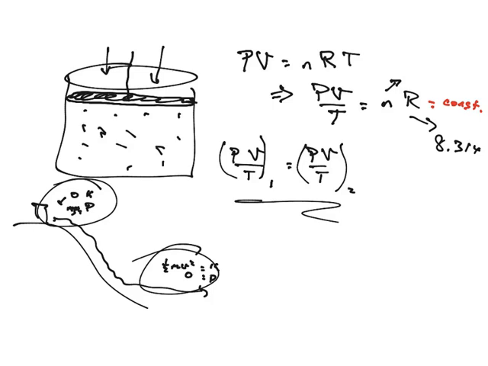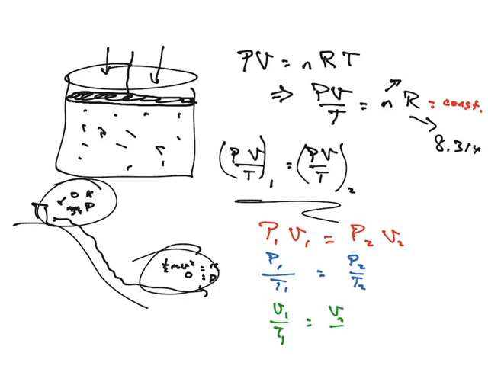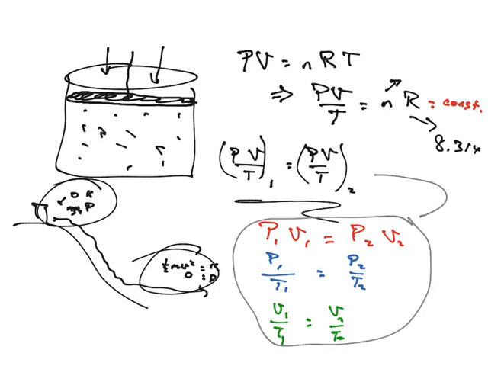Now, a lot of times you'll see this as kind of three different rules. You'll see P1 V1 equals P2 V2. And then you'll see P1 over T1 is P2 over T2. And then you'll see V1 over T1 is V2 over T2. All of these, all of this is just that equation.